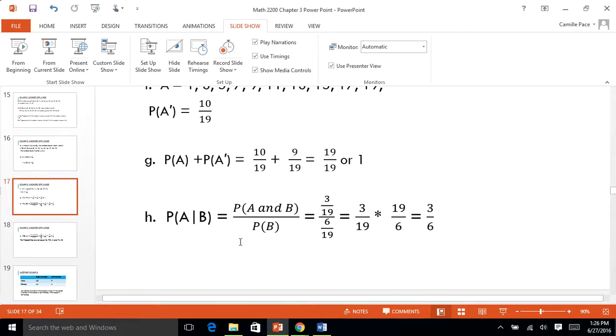All right, the next one is, what is the probability of A given B? Well, remember that formula. It's the probability of A and B over the probability of B. So I have 3/19 over 6/19. Okay, remember, when you divide by fractions, all you have to do is flip this number down here. So 3 divided by 19 times 19 over 6. The 19's cross off, so you get 3 over 6.